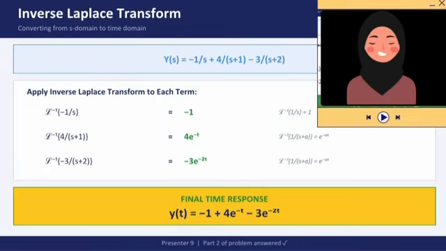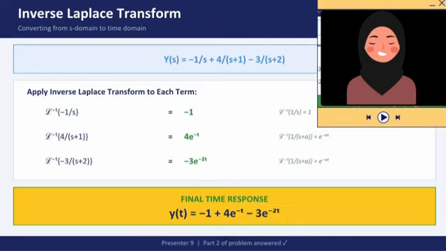Thank you. My name is Hamzia, and I'll perform the conversion from the frequency domain to the time domain using the inverse Laplace transform. From the previous stage, we had our frequency domain solution to be Y(s) = -1/s + 4/(s+1) - 3/(s+2). We are going to apply the inverse Laplace transform to each of our individual terms.